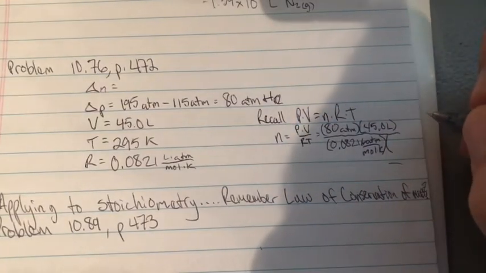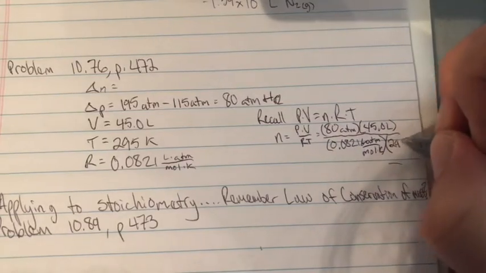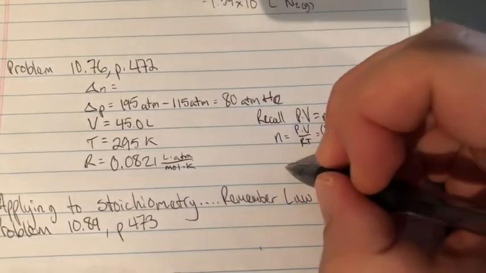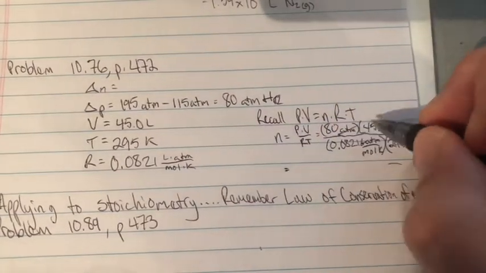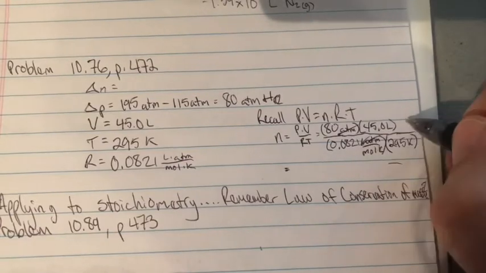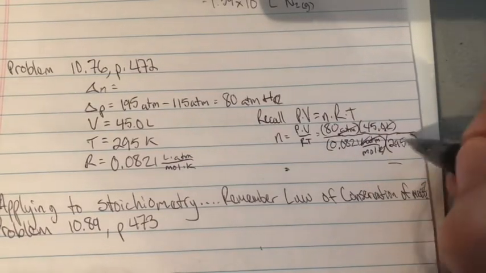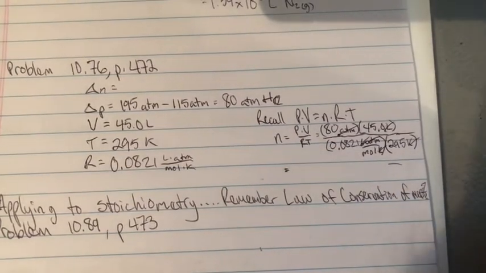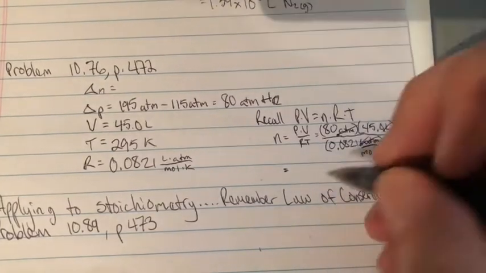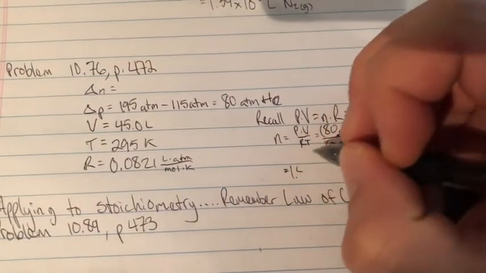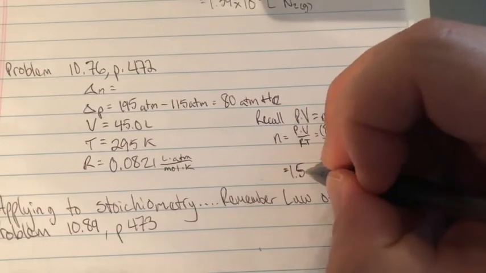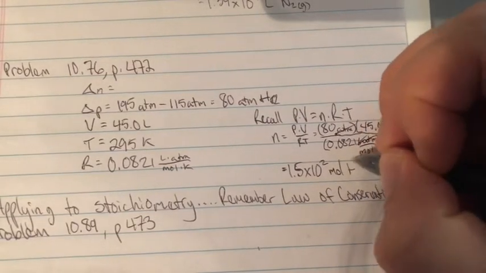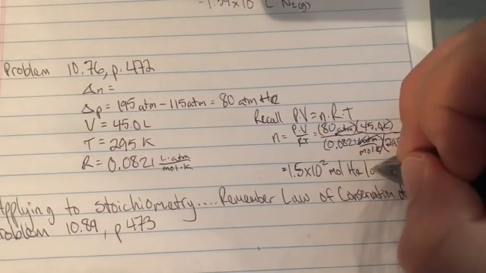Okay, and then 295 K. Okay, so plugging and chugging again. Atmospheres cancels out, liters cancels out, Kelvin cancels out. Moles is going to be inversed on the denominator, so it's just going to be regular on the numerator. So that's going to leave you with 1.5 times 10 to the 2 moles of helium lost.